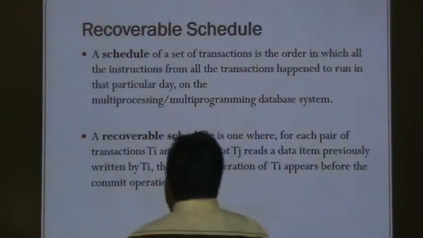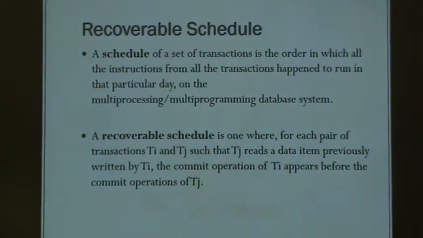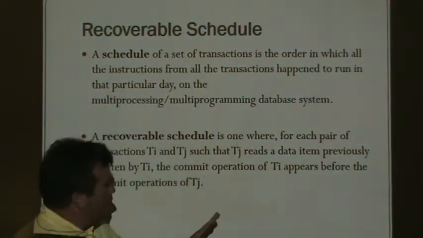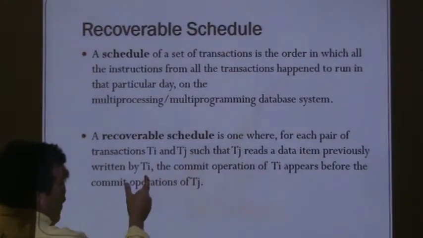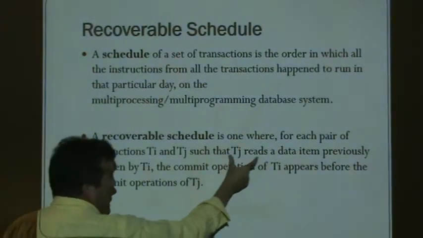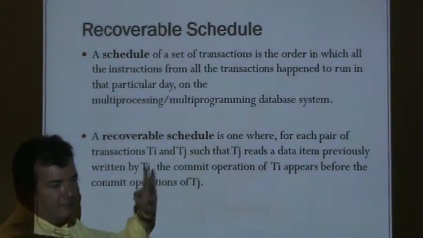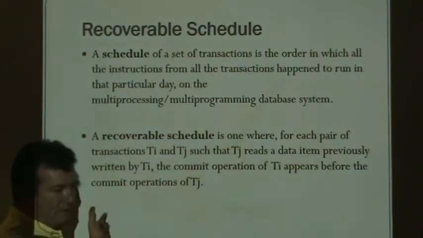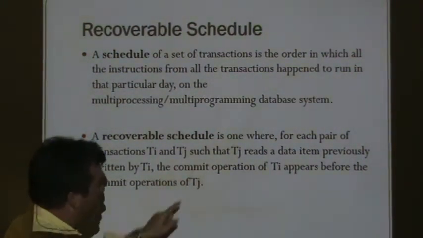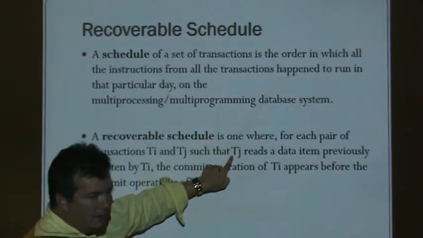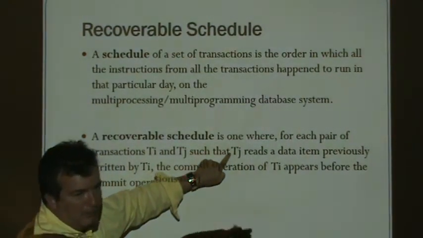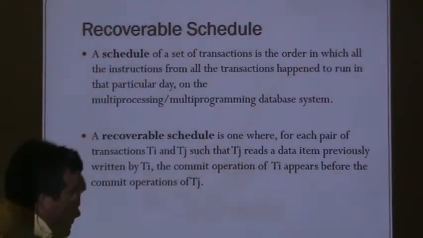So that would be a recoverable schedule. A recoverable schedule is one where for every pair of transactions, if a transaction J reads a value that was set by I, then it has to be as if on that day transaction I went first and transaction J went second, because J is taking that value and creating new data and probably writing that data to the database.